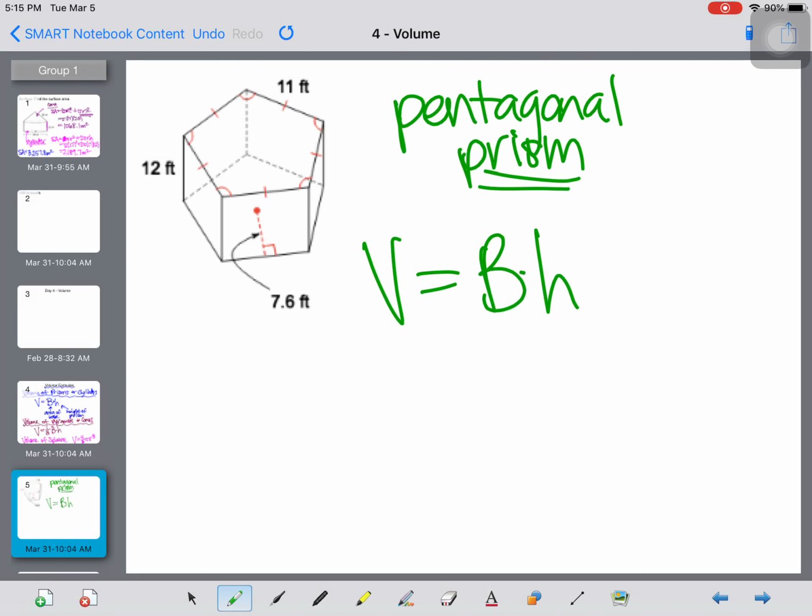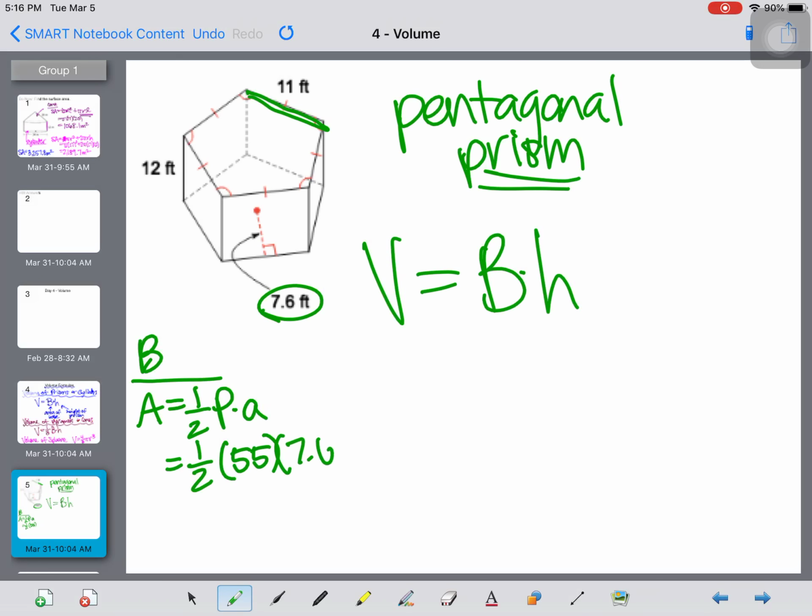This big B, I'm going to go off to the side here, means I need to think of my area formula. So this shape is a polygon, which means I'm going to do 1/2 my perimeter times my apothem. So you're going back to your formulas from day one for this. And I'm going to solve for this number. So my perimeter, each side is 11, and I have 5 of them, so my perimeter is 55. My apothem is the 7.6. So I'm going to do 1/2 of 55 times 7.6, which gives me 209. So the area of my base is 209, and I'm going to plug that into my volume formula here.